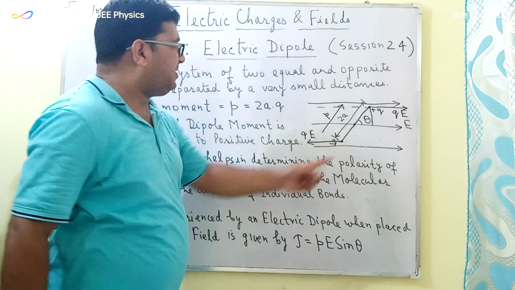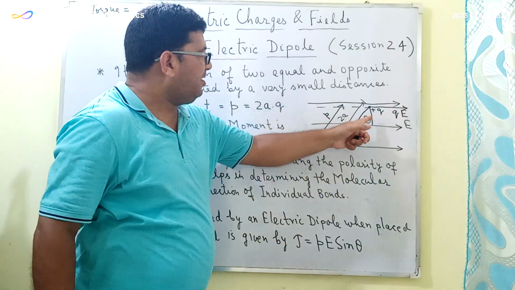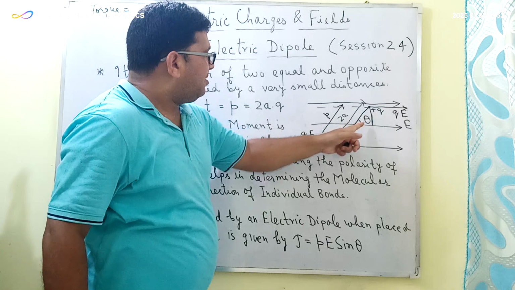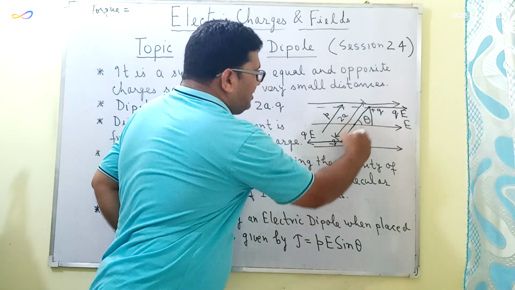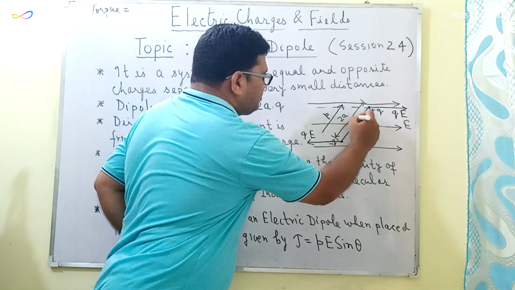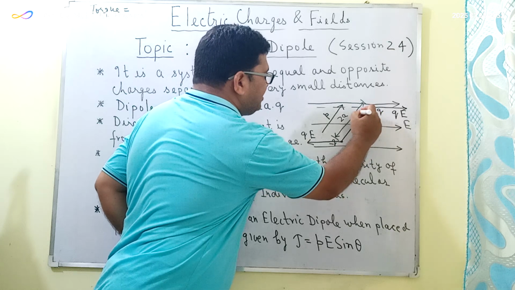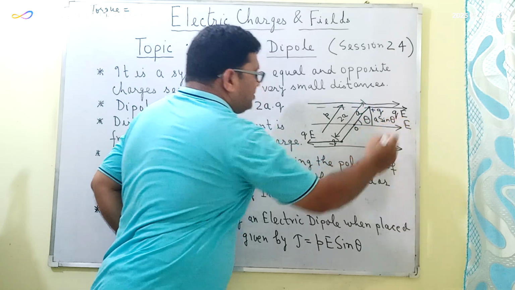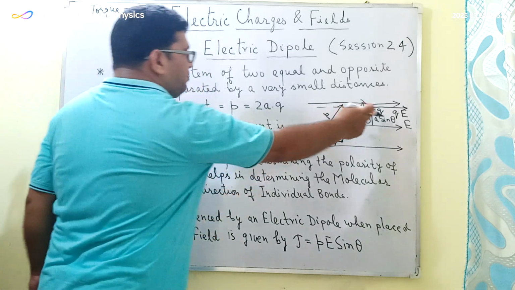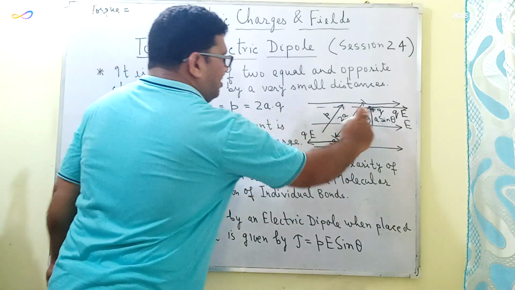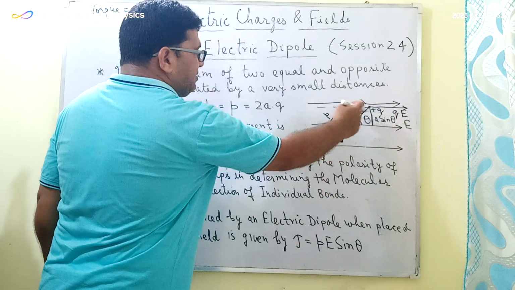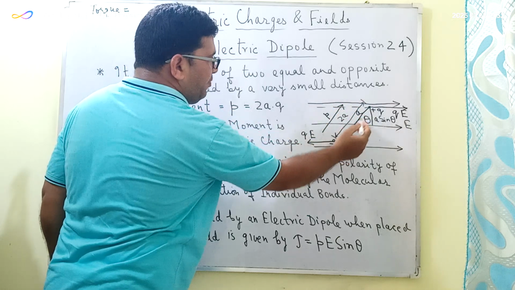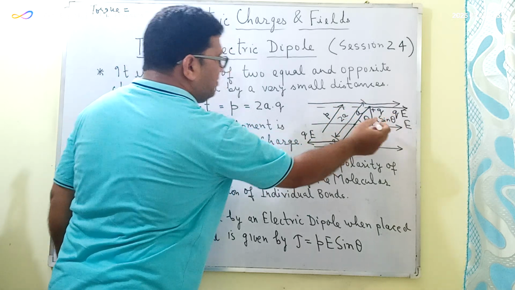So the torque experienced by this positive charge will be equal to what? The total distance between these two charges is 2a. So from this center to this positive charge, this will be equal to a. So this distance will be equal to a sin theta. So the torque experienced by this positive charge will be equal to force multiplied by the distance between the line of action of force and the point of rotation. So that is equal to QE into a sin theta.